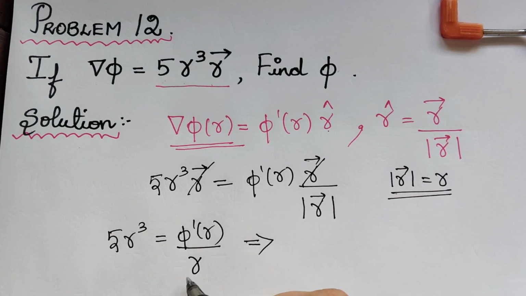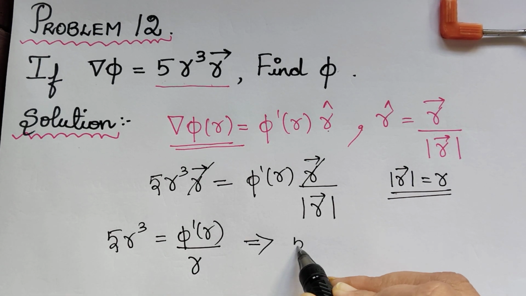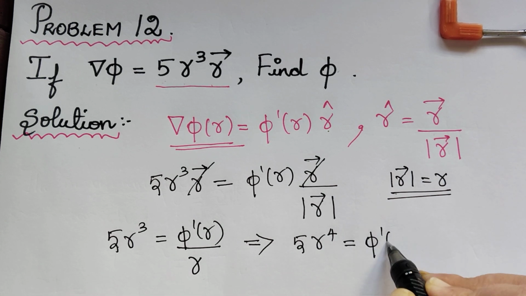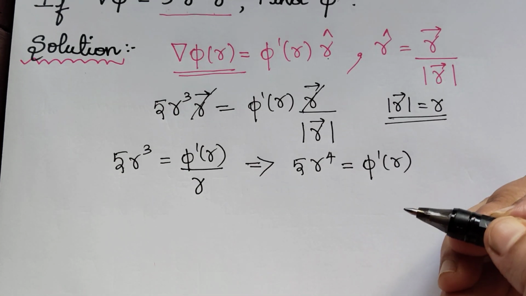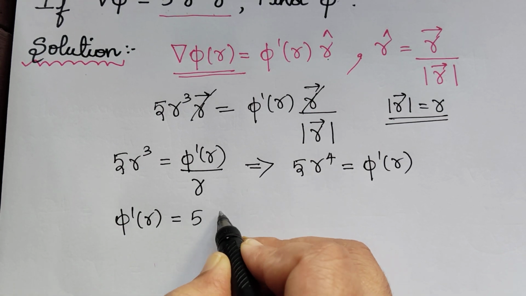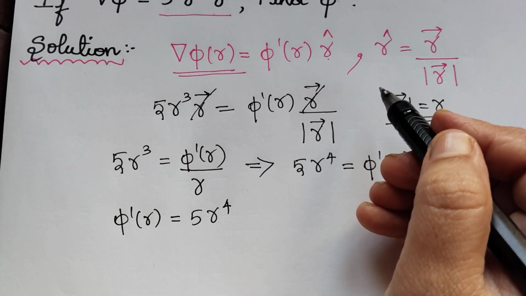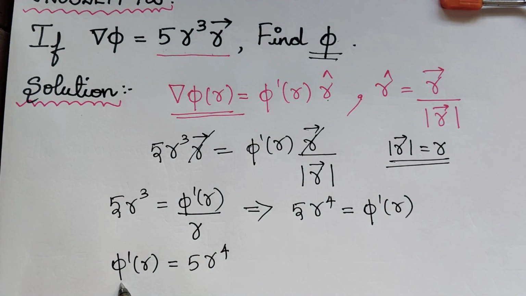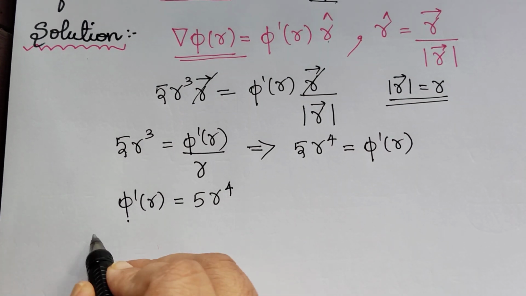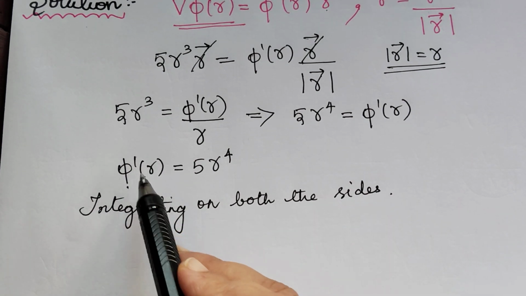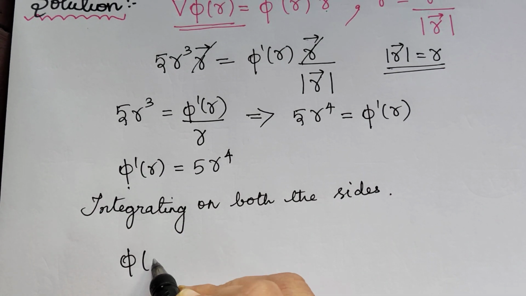Now from this, taking this r to the left, we will be getting 5 r to the power 4 is equal to phi dash of r. So we have got phi dash of r to be equal to 5 r to the power 4. Now what is the question here? The question is we have to find phi. We have phi dash of r. So if we integrate this, we get phi. So integrating on both the sides, on integrating phi dash of r, we get phi of r.